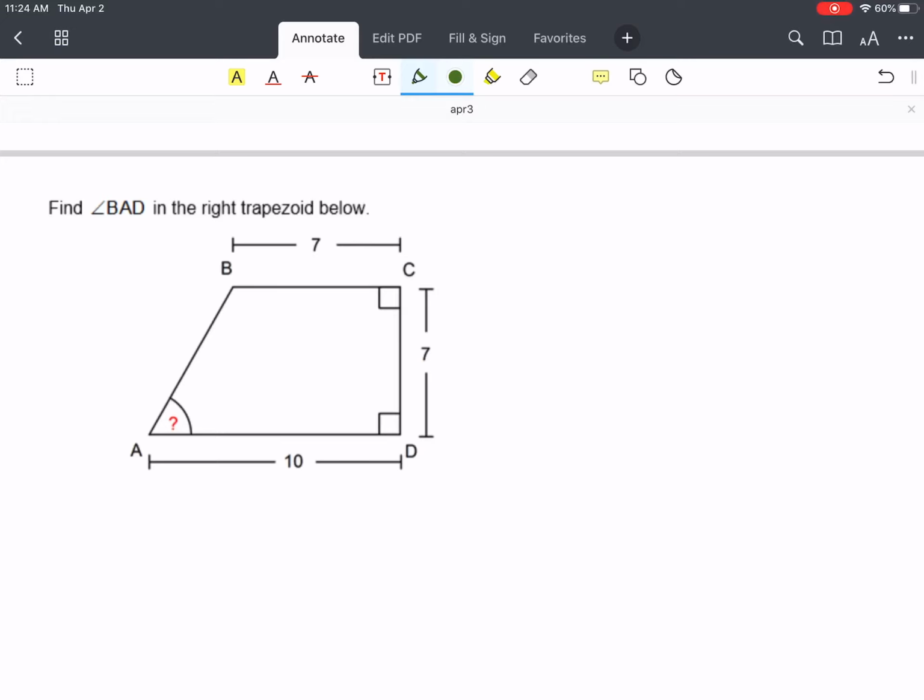So, all right, we've got this trapezoid. We're told that the height is 7. The length of the shorter base is also 7. And the length of the long base is 10. And we're asked for this angle here, that's denoted by a question mark. I don't like question marks, so why don't we just call it x?